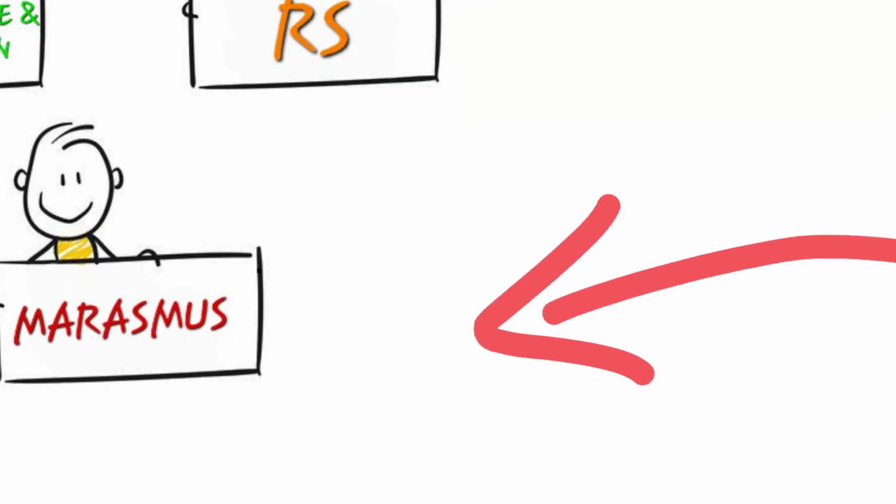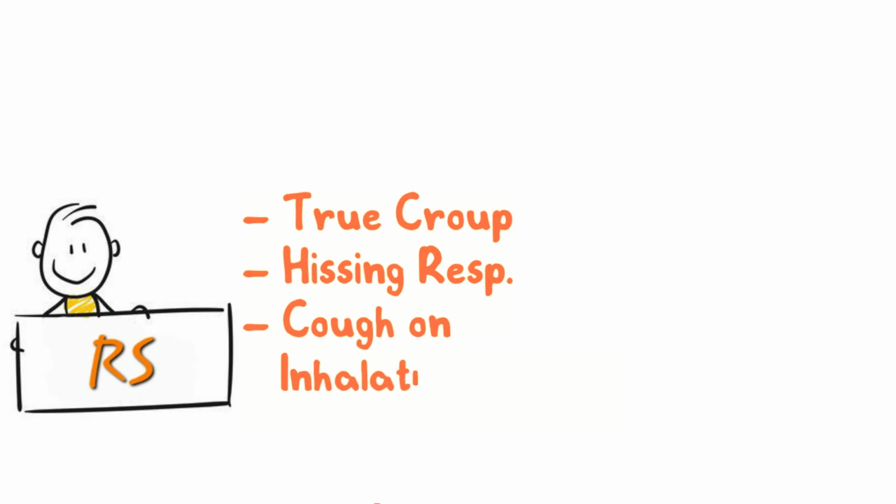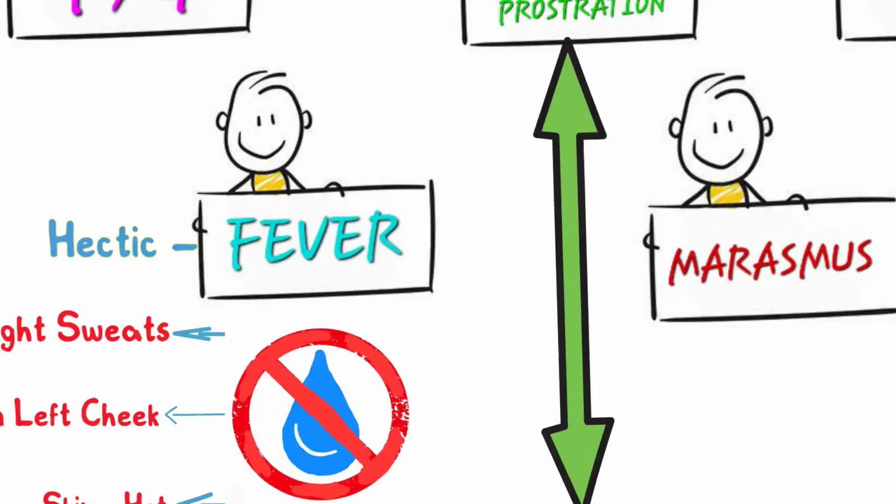Moving on to the last condition, which is the respiratory system, you see true croup, hissing respiration and especially cough on inhalation. The other remedy is spongia.